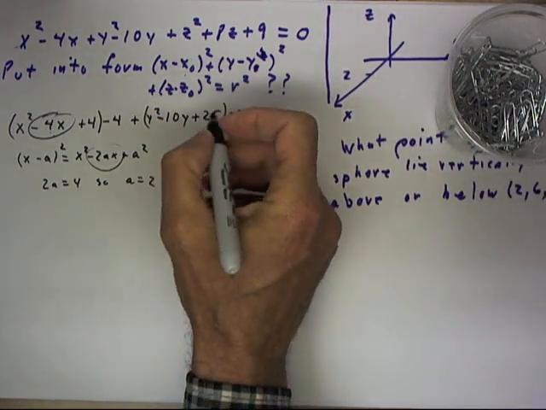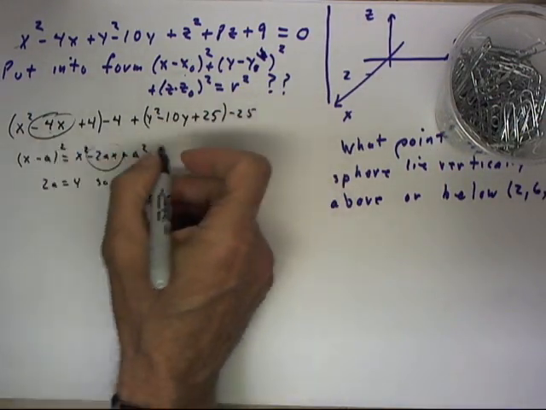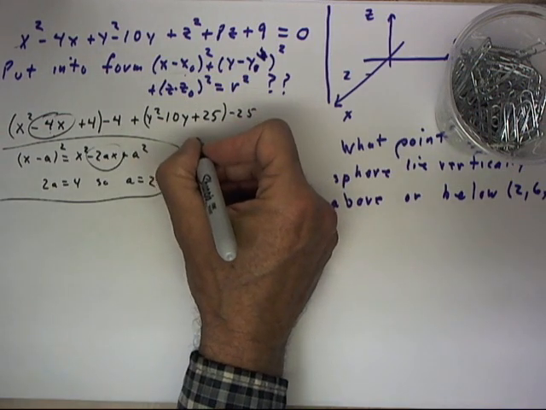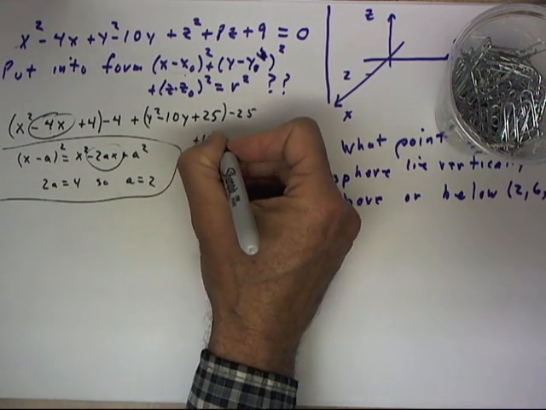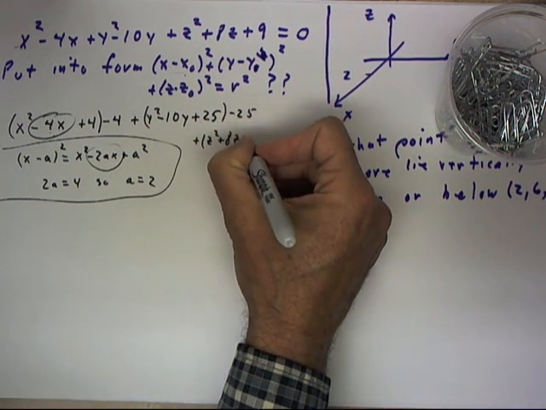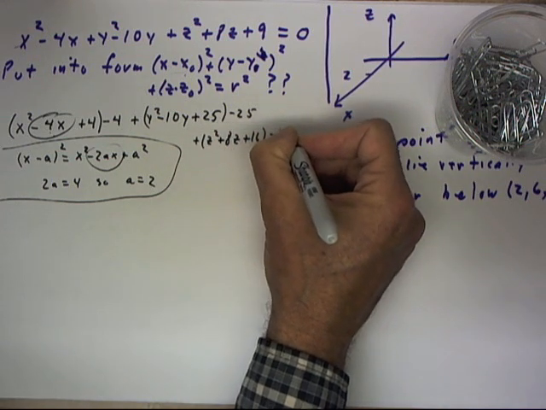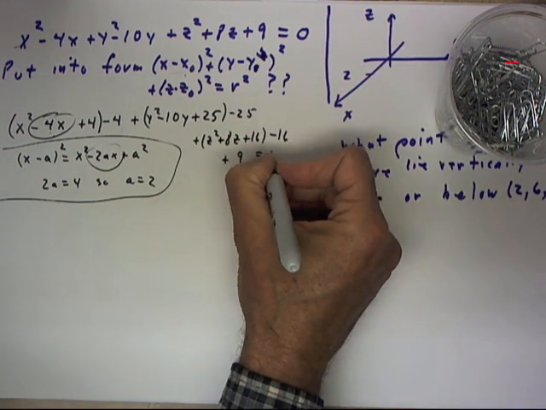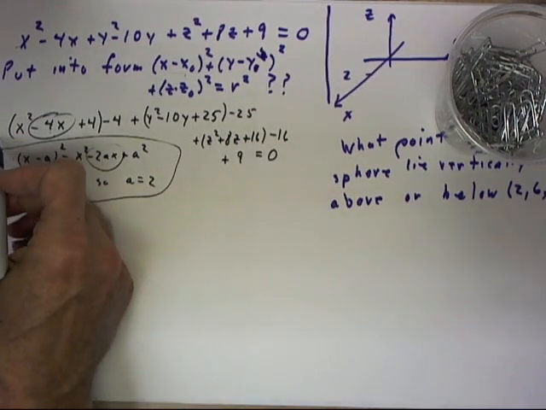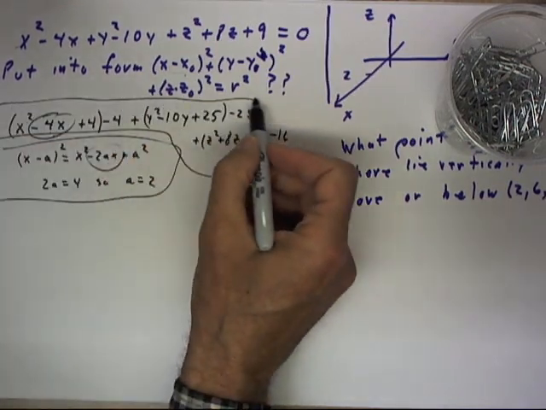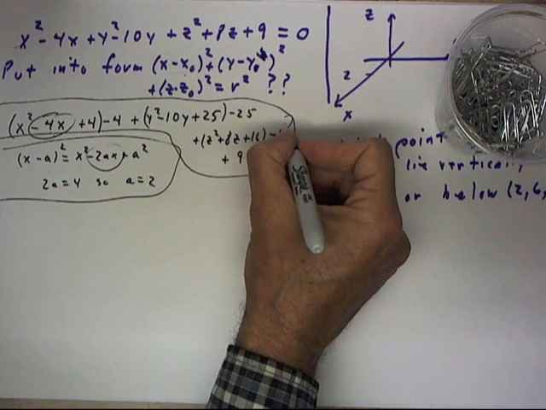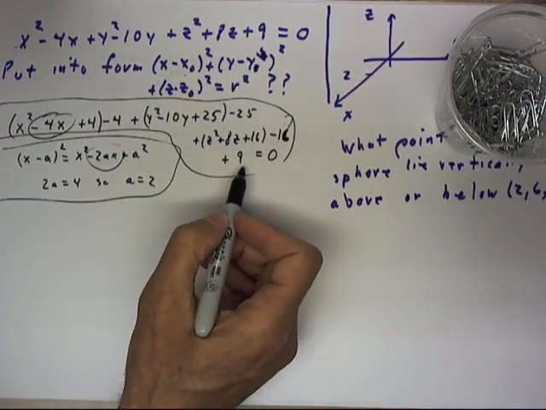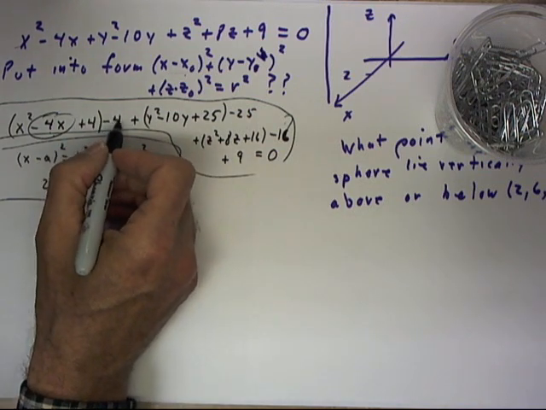And we can do the same with our z term. Don't have room to do this all in one line, but we're going to get z squared plus 8z plus 16 minus 16 plus 9 equals 0. Now, this equation is exactly the same as this equation. We've just changed the form of the equation. We've added numbers and subtracted them.